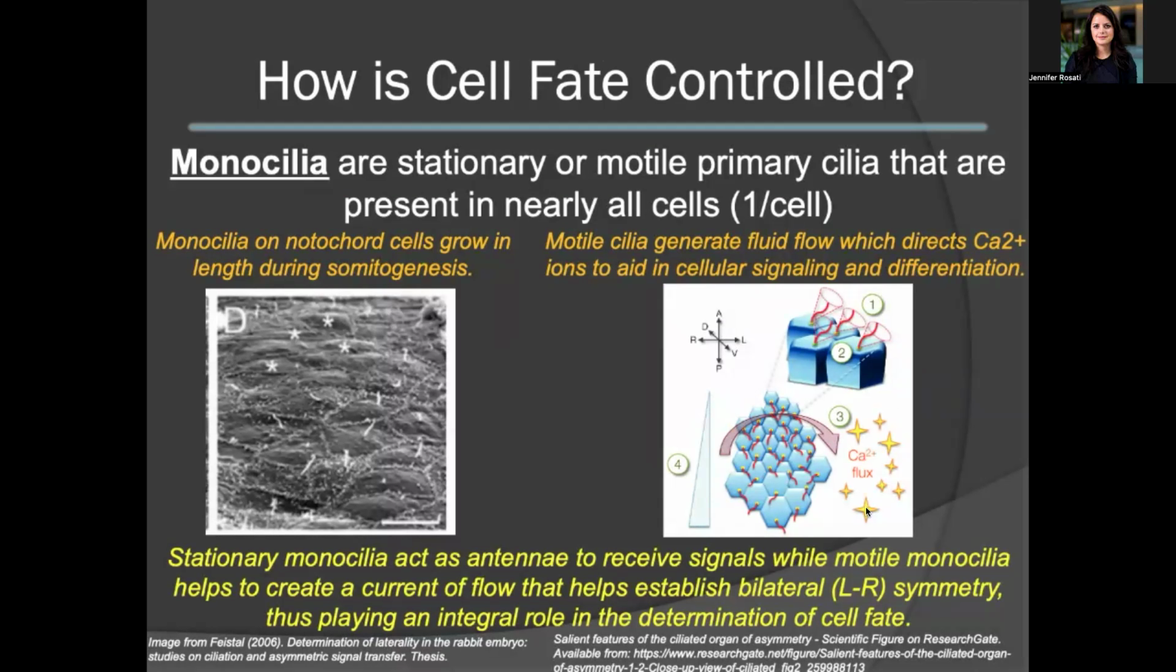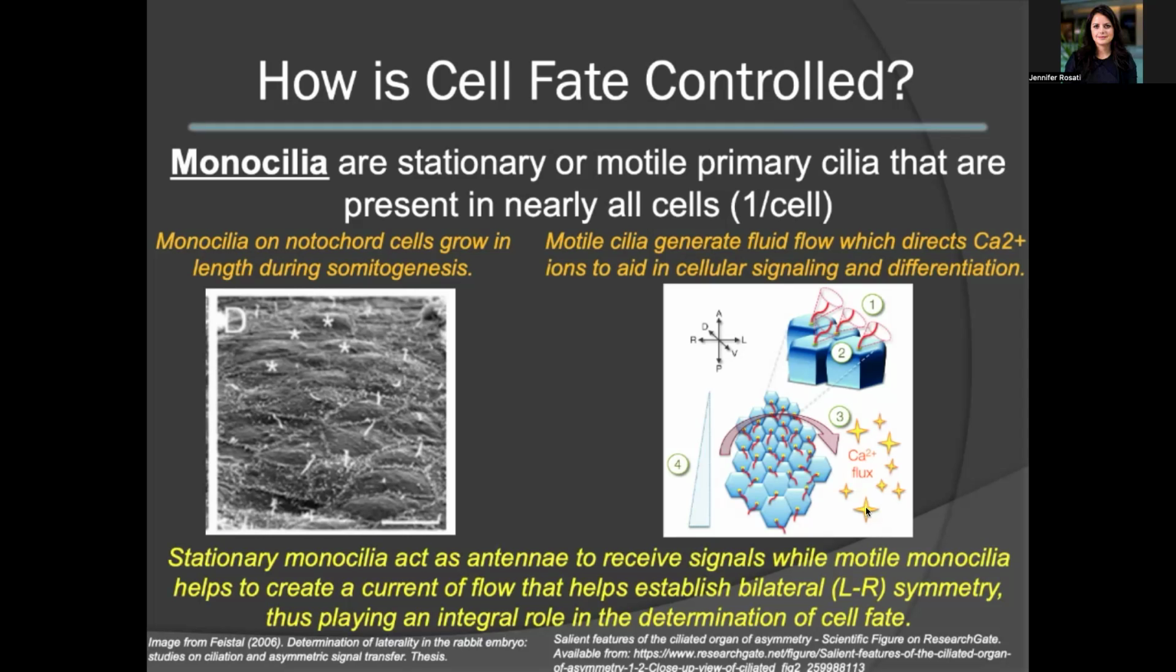And finally, recent research has suggested that the presence of monocilia plays a very important role in determining cell fate. Monocilia are stationary or motile primary cilia that are present in nearly all cells. Monocilia, as seen here on notochord cells, tend to grow in length during the process of somitogenesis. Motile cilia, as seen in the diagram to the right, help to generate fluid flow. This will help direct calcium ions that aid in cellular signaling as well as cellular differentiation.